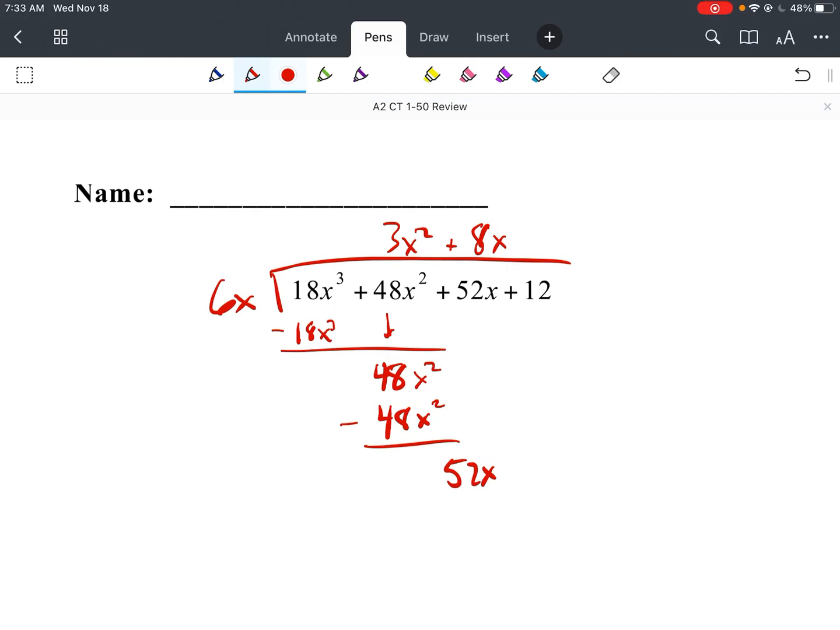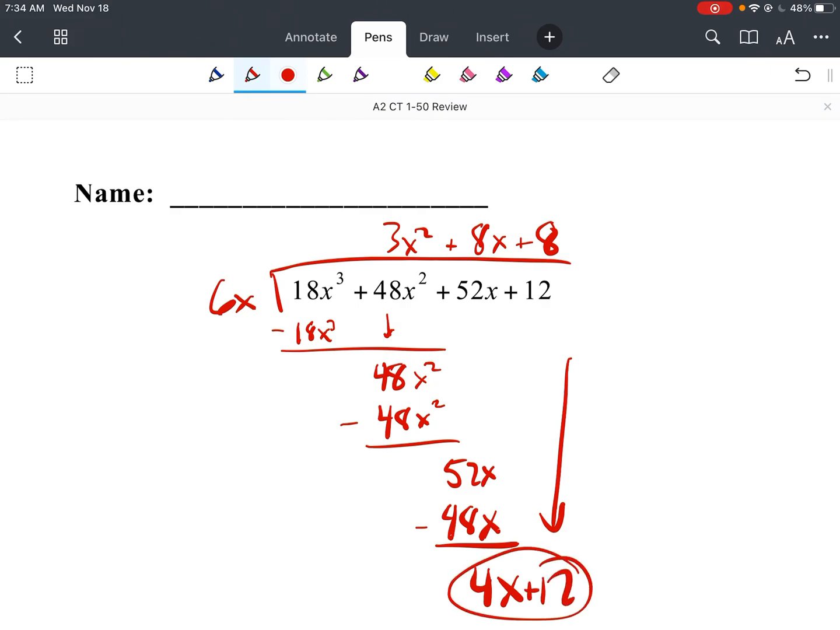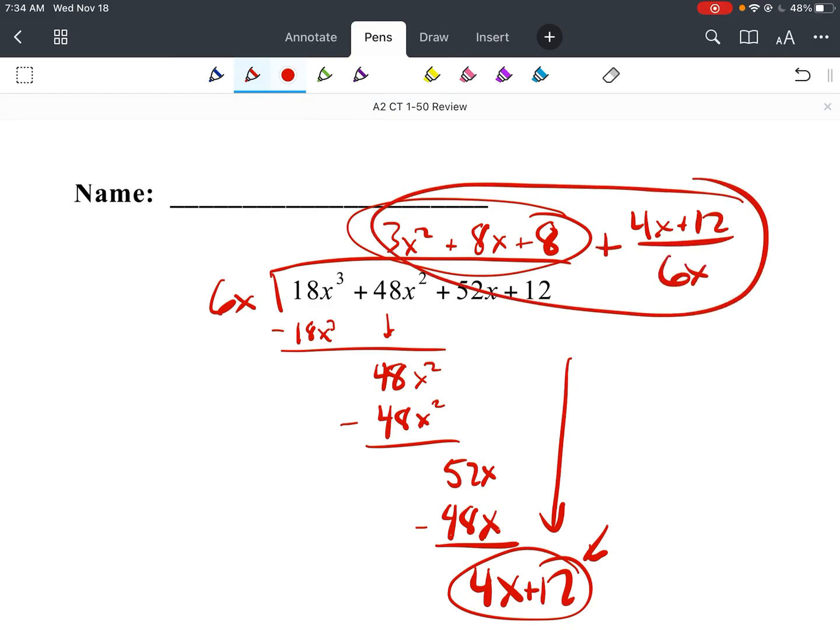Let's see. It goes in 8 times, full 8 times. And we're just going to get some mess left over, and that's okay. So 8 times 6x is 48x. And we subtract, and we get 4x. And bring down the 12. This is kind of like the remainder. It's what's left over when you divide. So it's this with this remainder, or if you want to write the remainder as a fraction, it'd be 4x plus 12 over 6x, like this. This is probably a good way to express it, and that's why the answer key does it too.